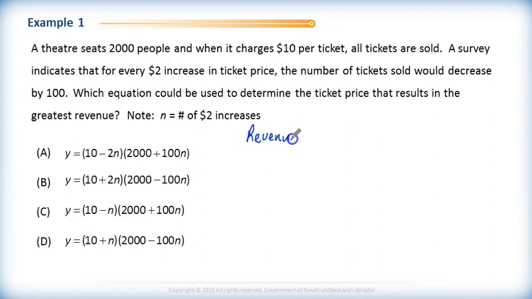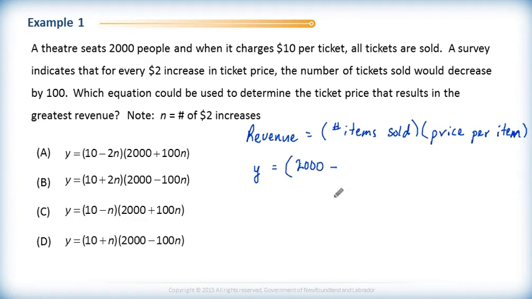Recall, revenue is equal to the number of items sold or expected to sell times the price per item. Now in this problem, the revenue is represented by Y. Now we have to think carefully about the number of items sold. If we increase the price once, we will have 100 fewer tickets sold. If we increase it twice, it'll be 100 times 2. If we increase it 3 times, it's 100 times 3 fewer. And if it's N price increases, then we'll have 100 times N fewer tickets sold.